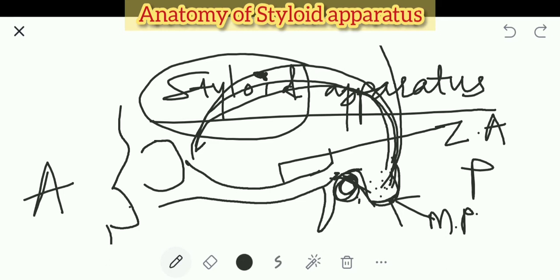And here you have the TM joint, the temporomandibular joint. The mandible attaches here. I am not able to show the diagram because of lack of space, but the mandible will join here. So this part is the process. Very easily you can locate it in the viva.